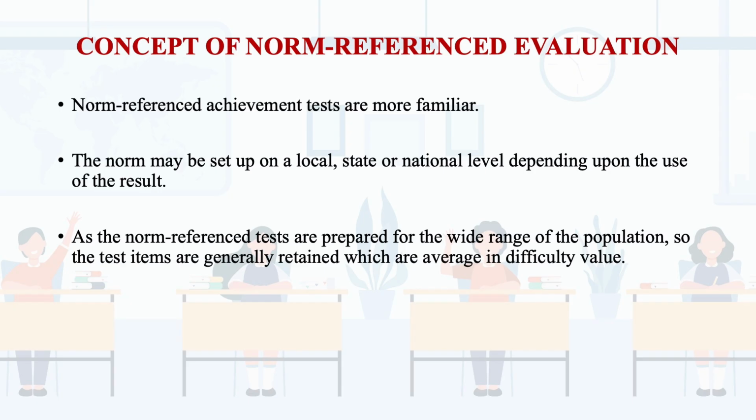Then further we can say that as norm-referenced tests are prepared for a wide range of the population, the test items generally retained are average in difficulty value. So you will find that the questions included in a norm-referenced test or evaluation are always average in difficulty, because this is prepared not for a small group of learners, rather it is prepared for a wide range of population, a wide range of students. That's why average difficulty questions are included in the test.